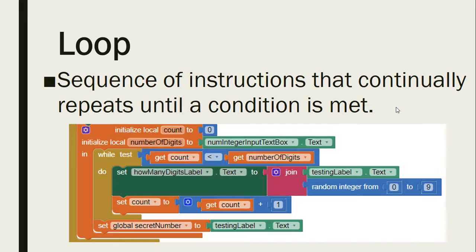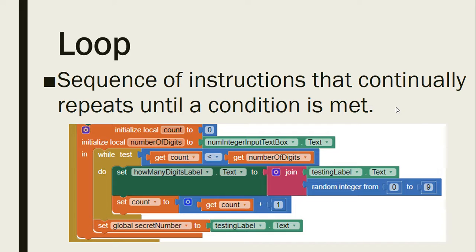You can see there it says, get the count. And the count is currently 0. So is 0 less than the number of digits? I just said the number we'll pretend is 3. So yes, 0 is less than 3. Because that condition is being met, it jumps into the loop, which is basically this do section.